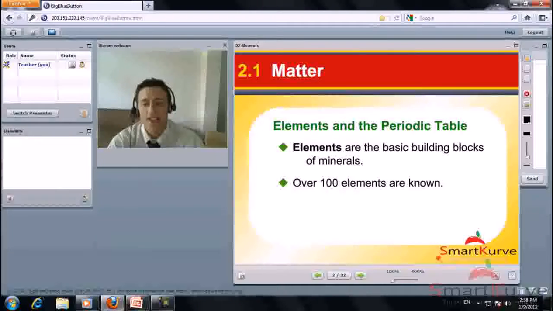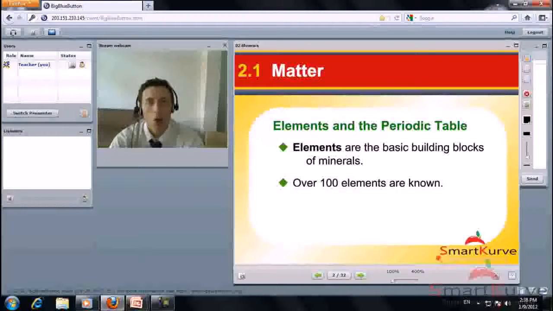Elements are the basic building blocks of minerals. Over 100 elements are known. If you remember our lesson on the periodic table, we talked about many of these elements, from carbon, oxygen, sodium, potassium, aluminum, iron, cobalt, nickel.